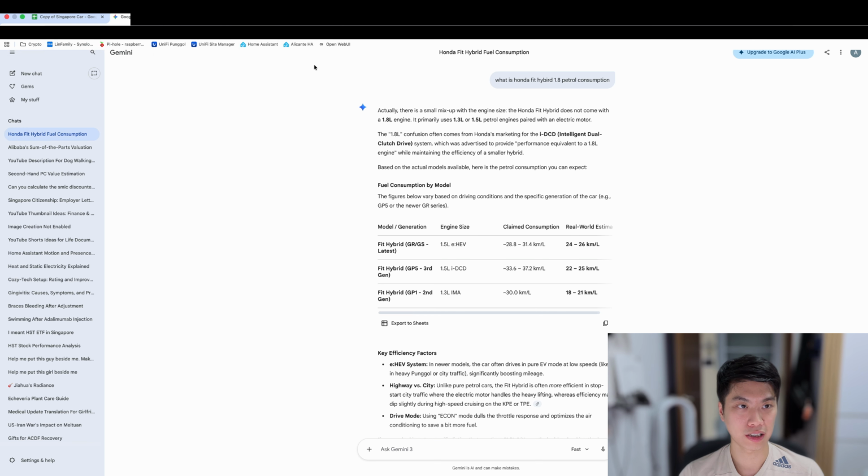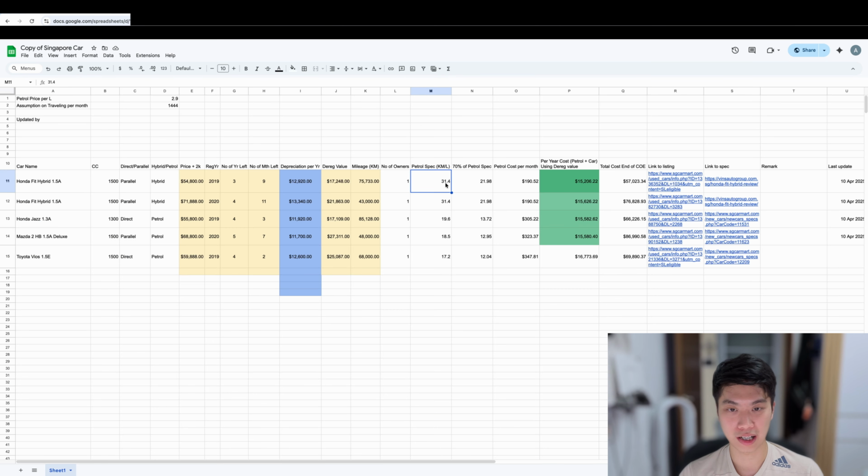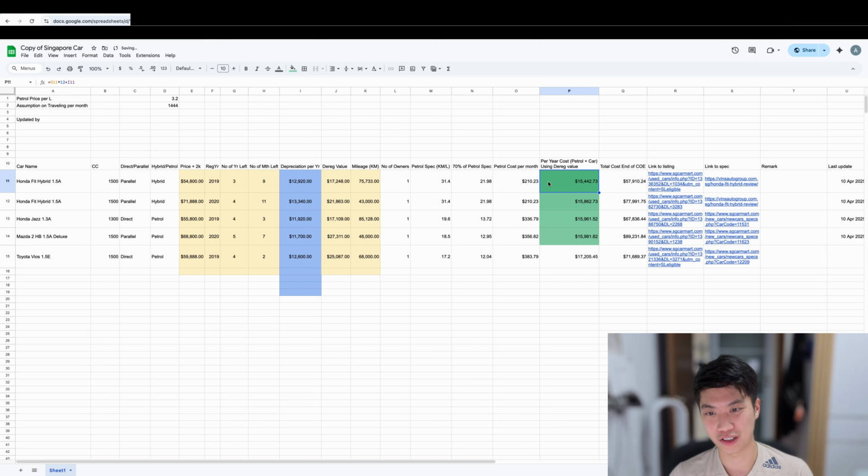In the case of my car, I put it at 31. I forget where I got this number from. Then I know that it's impossible for us to get 100% of the spec in real life, so I just multiply it by 70%. Based on that, I get the petrol cost per liter. Now it's very expensive, so I just put 3.2 lah, $3.20.